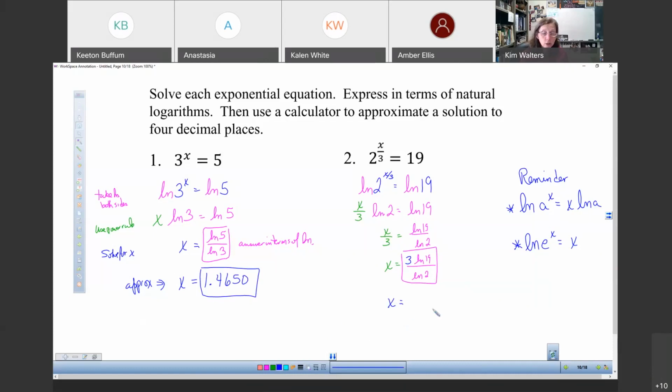Now, this one you do have to be a little bit careful. Make sure you do 3 times that natural log of 19, and make sure you close your parentheses and then divide it by the natural log of 2, and you should get 12.7438. Questions? And this is my approximate answer. So the answer in terms of natural logarithms is considered to be an exact answer.